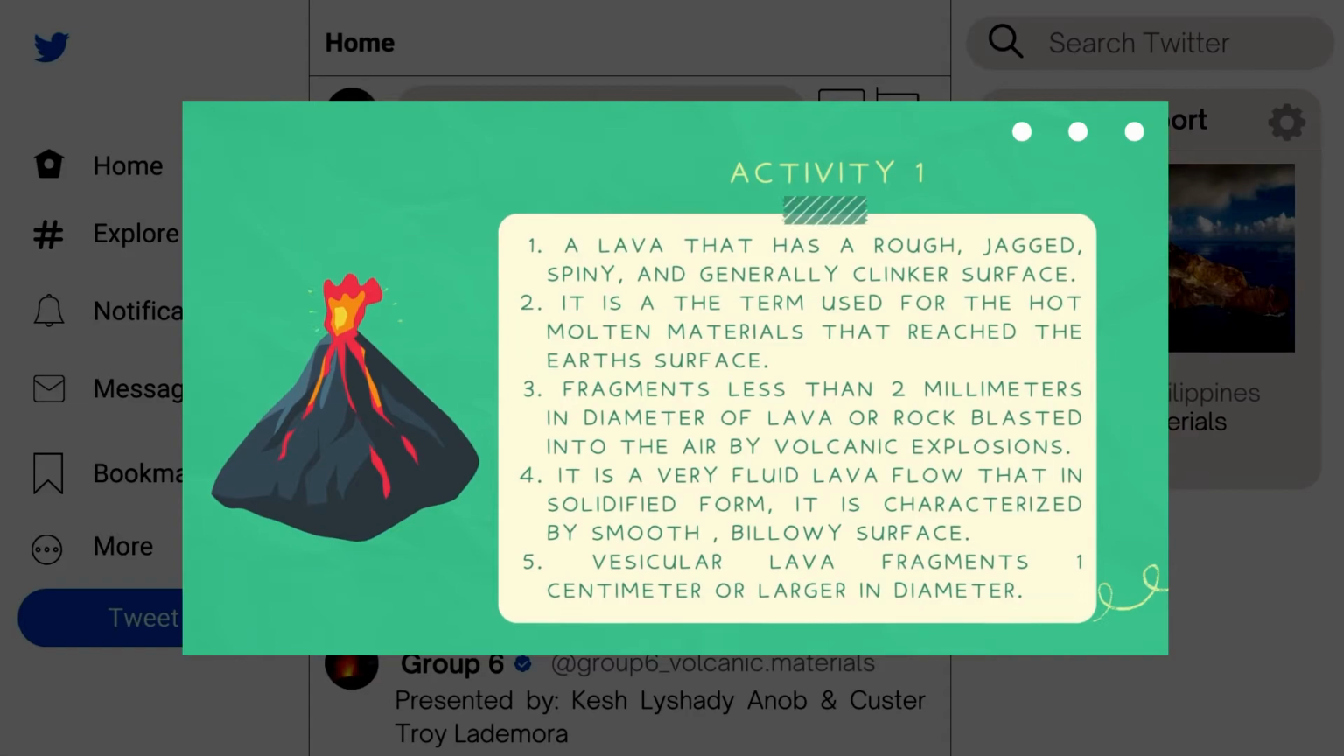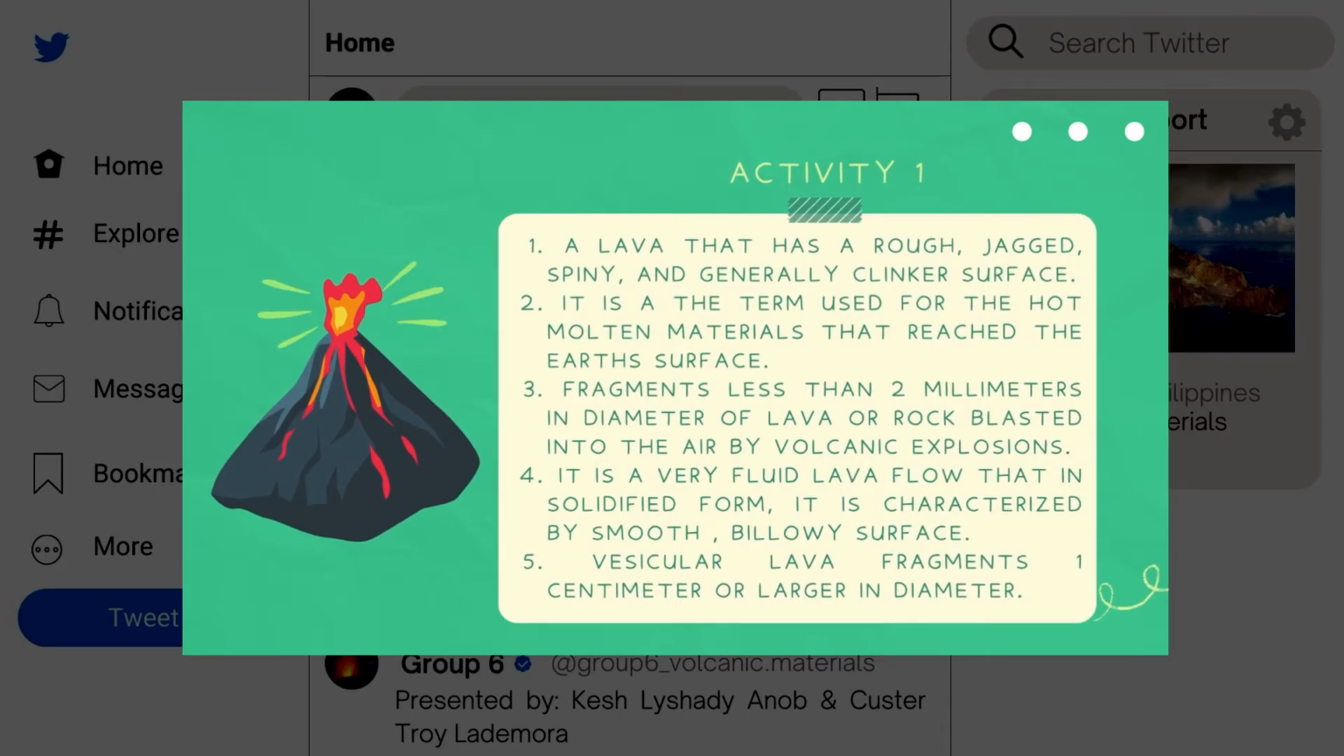Number 3. Fragments less than 2 millimeters in diameter of lava or rock blasted into the air by volcanic explosions. Number 4. It is a very fluid lava flow that in solidified form is characterized by a smooth, billowy surface. Number 5. Vesicular lava fragments 1 centimeter or larger in diameter.